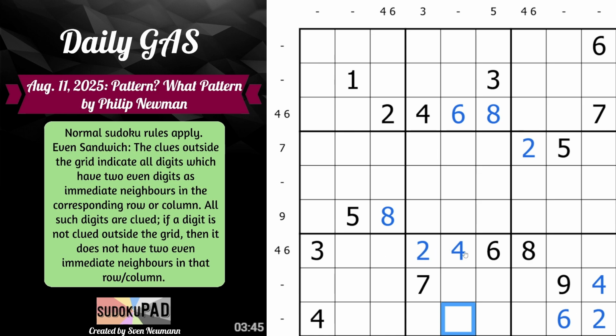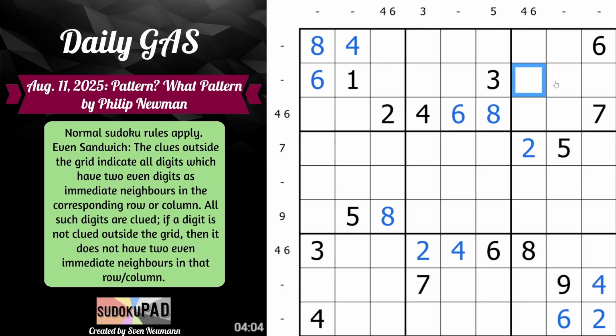All right, sorry, we'll get back to that in a moment because we can actually use this pattern to help us the rest of the way here. 4, 6, 8, 4, 6, 8. We get 4, 8, and 6 in the corner. The 8s give us 8 in these two cells, 4 in these two cells.